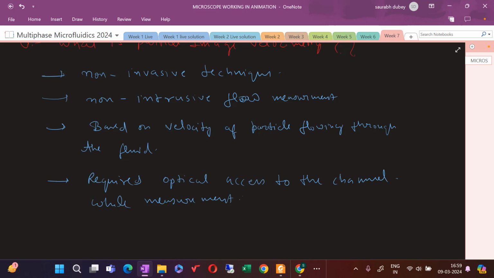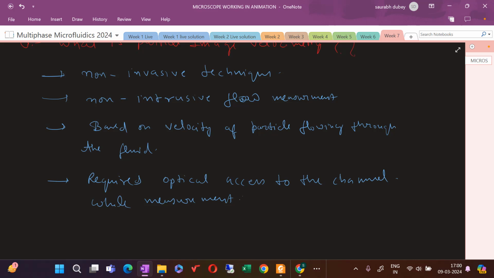This is for the velocity measurement. Obviously you have different techniques, so there is not much problem associated with that. But non-invasiveness is the one thing that is very important in terms of PIV. Here you will have whole-field velocity measurement, that is, high spatial resolution, so you will have complete velocity measurements.